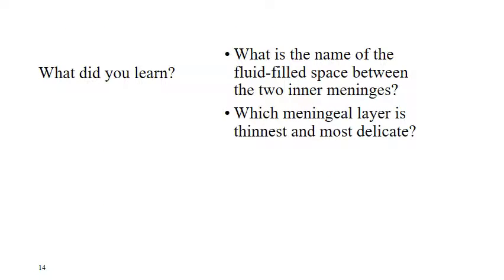All right. So just remembering the names of the fluid-filled space between the two inner meninges, right, our subarachnoid space for the cerebral spinal fluid, which is super important for protection of our entire nervous system. And then which meningeal layer is the thinnest and most delicate? That is going to be the pia mater right next to the spinal cord.